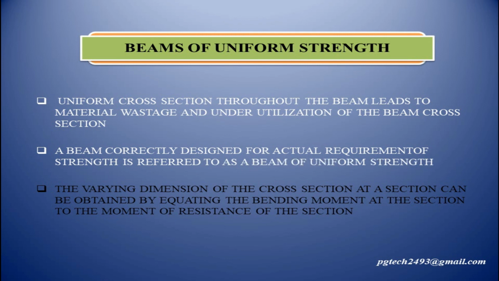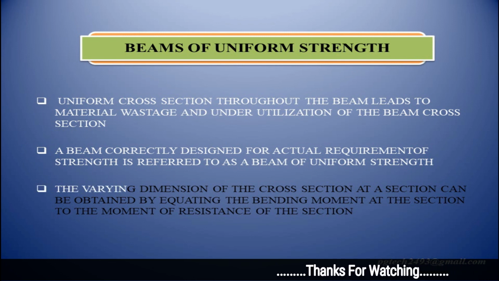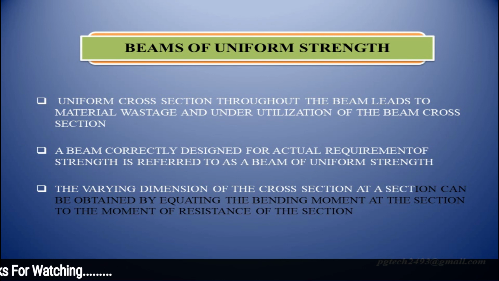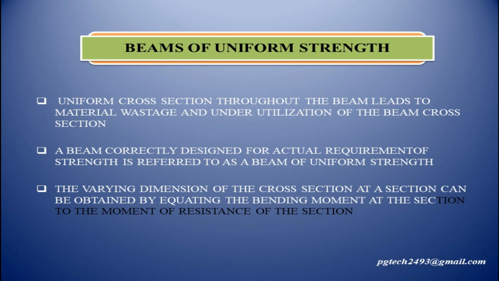For a rectangular cross section of breadth B and depth D, the beam of uniform strength can be obtained either by varying the breadth and keeping the depth constant, or varying the depth and keeping the breadth constant. The varying dimensions B and D of the cross section at a section can be obtained by equating the bending moment at the section to the moment of resistance of the section.